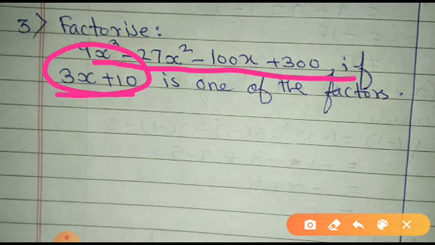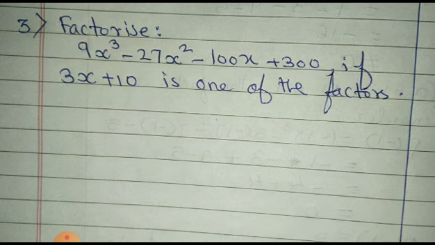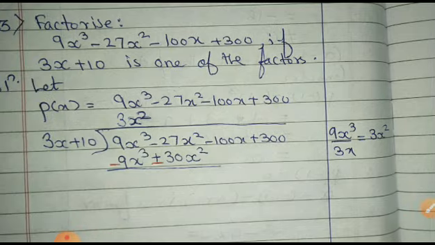one of the factors. That means already they have given the factor. We should not find the factor. They have given already a factor. And then we have to factorize. Okay. So we have been given 3x plus 10 is the factor. Then what we have to do is, yes, apply the division method. So apply the division method.